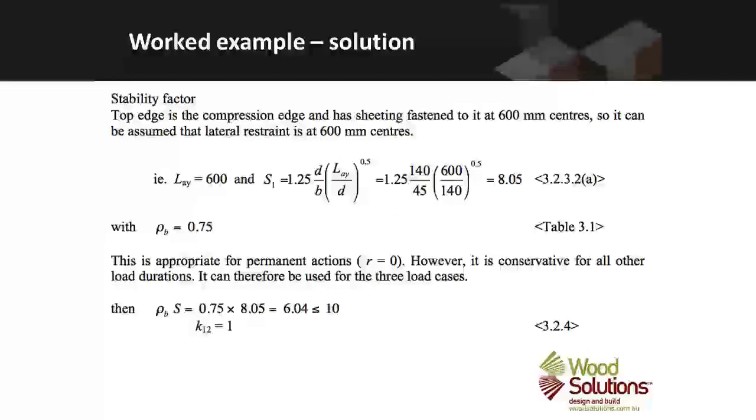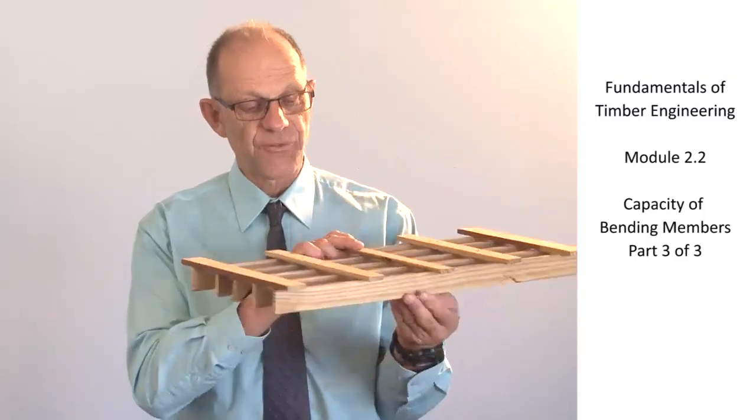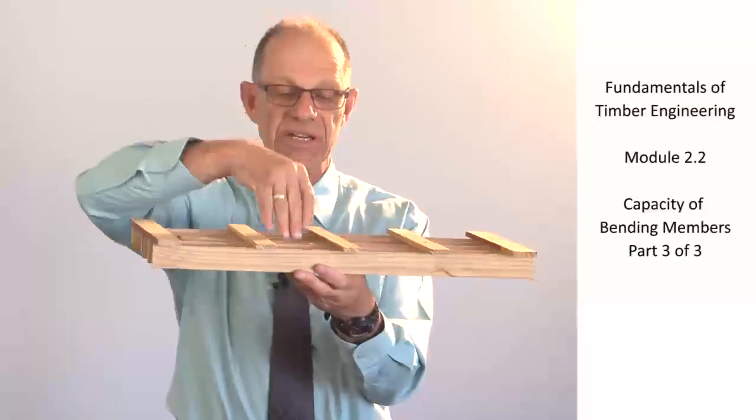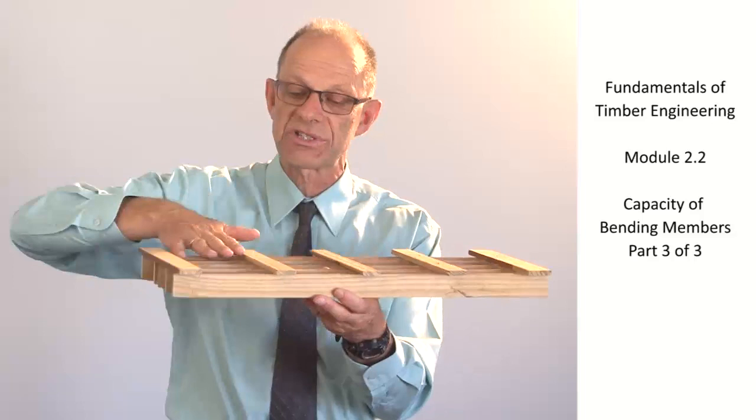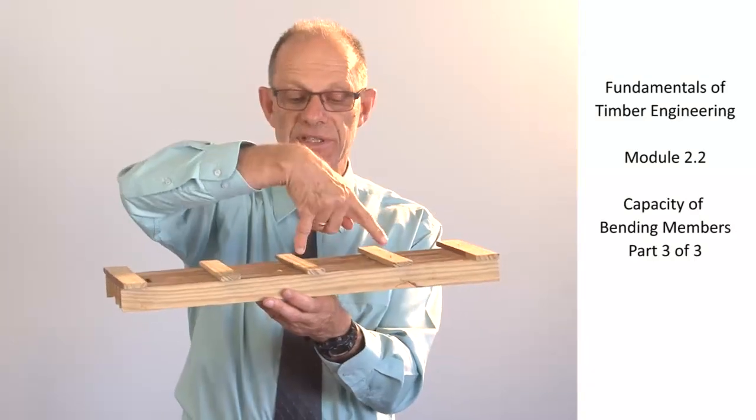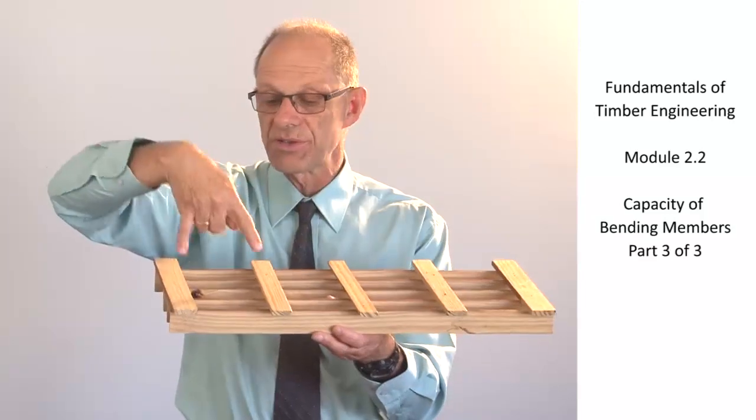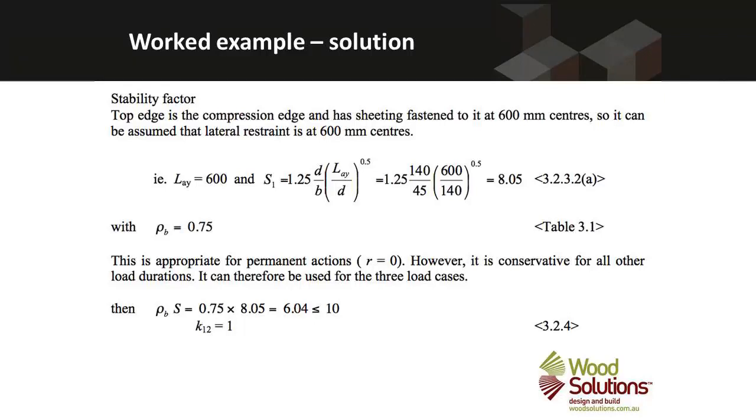And finally, the stability factor. So here we look up a material constant, our rho B from a table, Table 3.1, and we evaluate the slenderness for the case where we have a gravity load that's putting the top into compression and we've got restraint across the top. We're told the distance between the floor fasteners, and we use that as our LAY in order to evaluate our slenderness. We find that the slenderness is 8. And so our rho B times our slenderness gives us a value less than 10. It tells us that this member is used in a stocky way, and our K12 value is going to be 1.